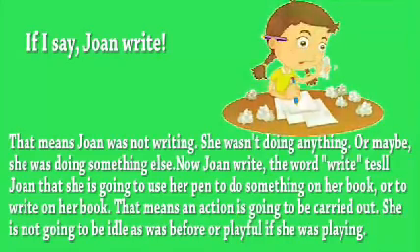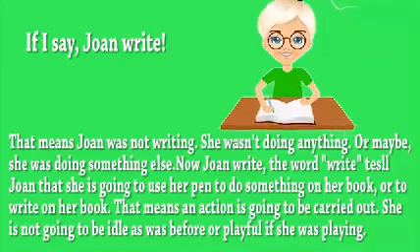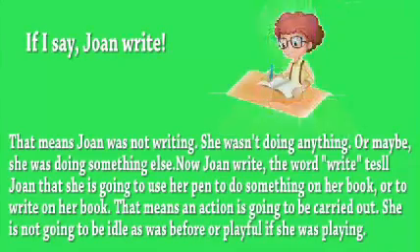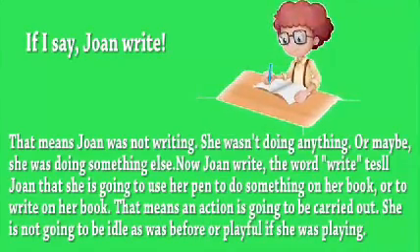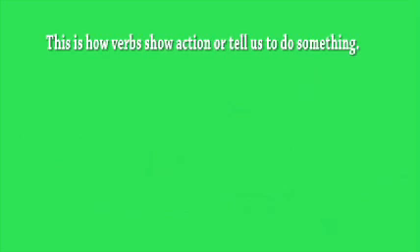Now, Joanne, write. The word write tells Joanne that she is going to use her pen to do something on her book, or to write on her book. That means an action is going to be carried out. She's not going to be idle as she was before, or playful as she was if she were playing earlier. This is how verbs show action or tell us to do something.